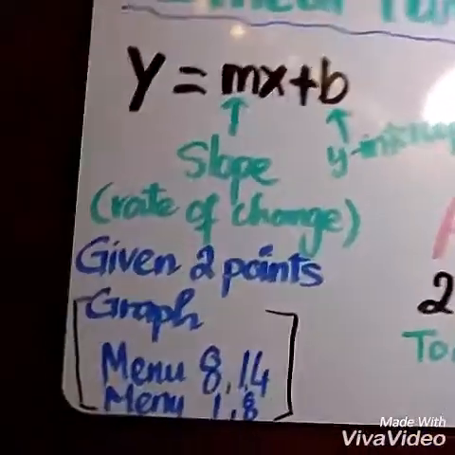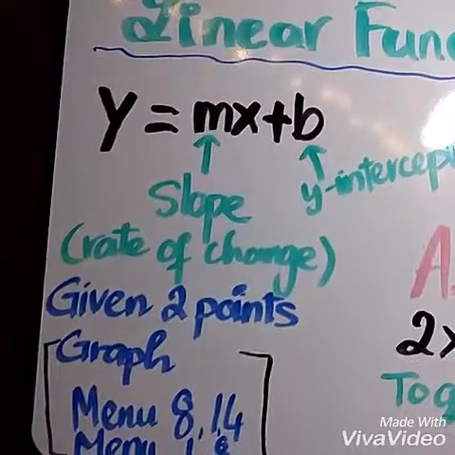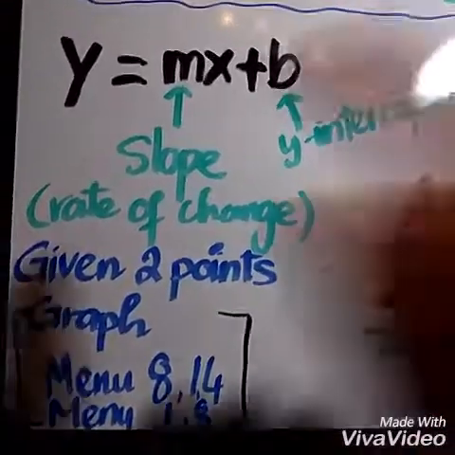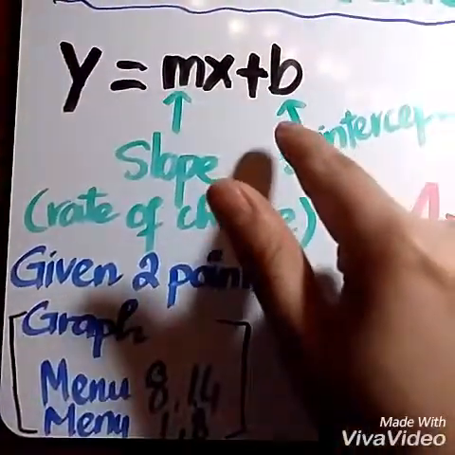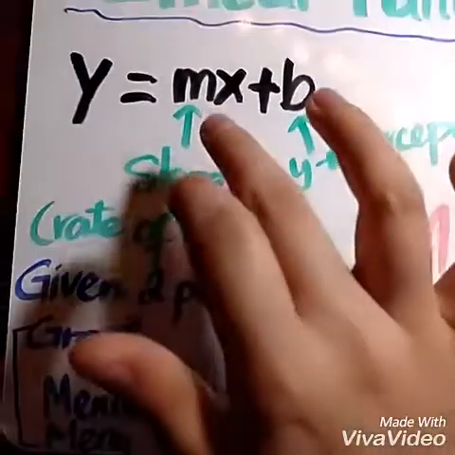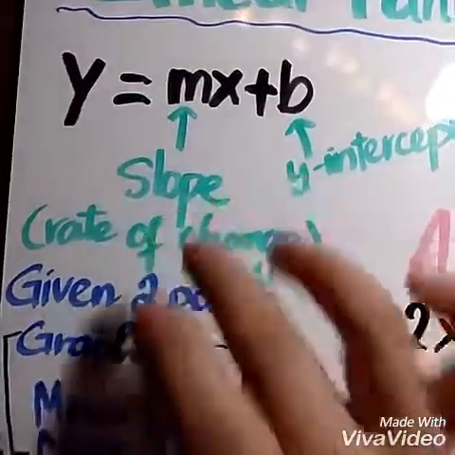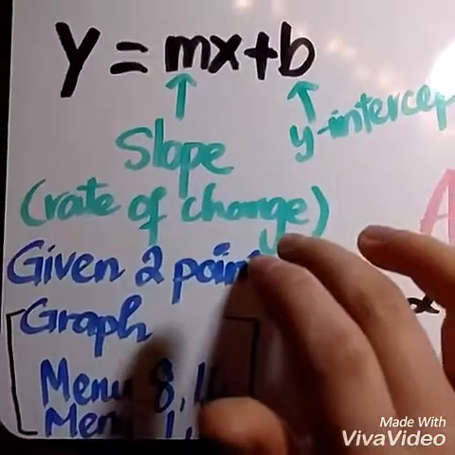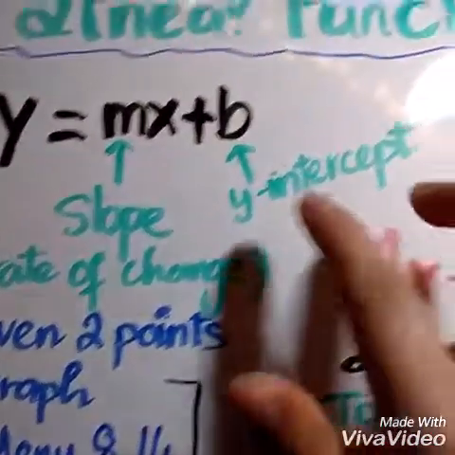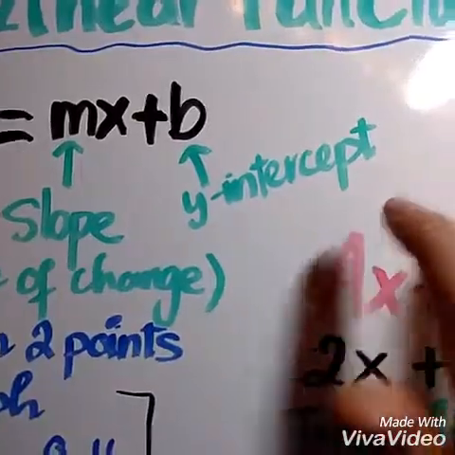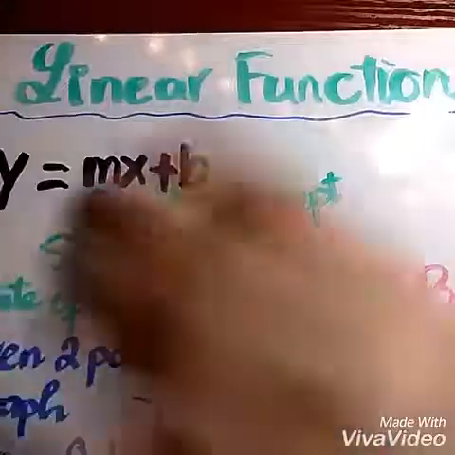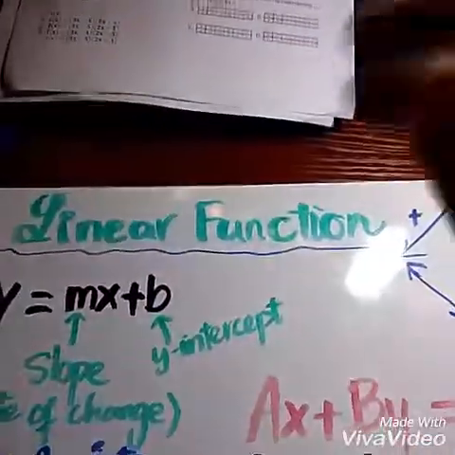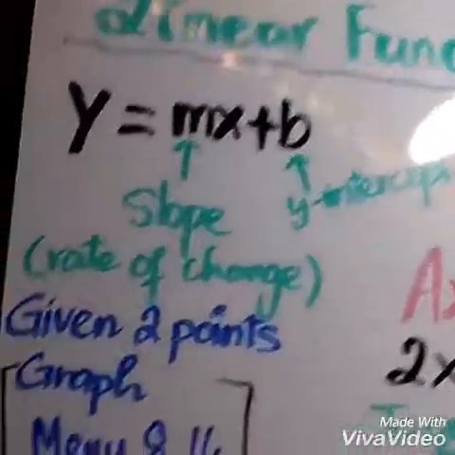Okay, so the very basic linear function equation is y equals mx plus b, in which m is a number that stands for the slope. Sometimes we might hear it called rate of change. And b stands for the y-intercept. That's where your graph starts and crosses the y-axis, when x equals 0.